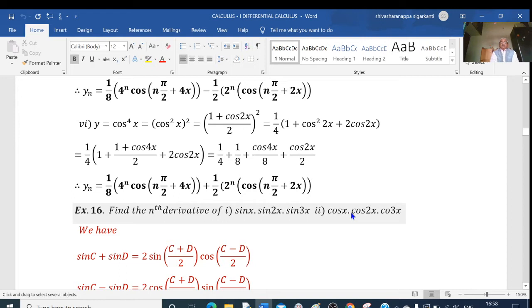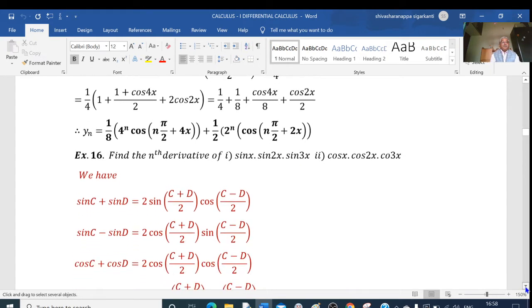We know the nth derivatives of sine and cos. If we are able to convert these trigonometric functions as sums or differences of cos or sine, then we can find the nth derivative. For that, we know the formulas. In trigonometry, we have the formulas.